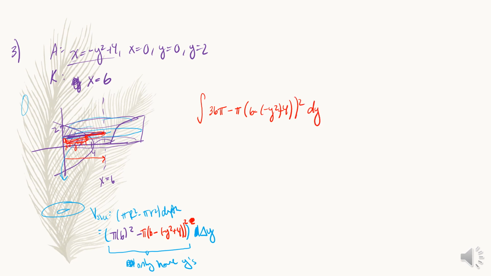As far as my bounds go, I need to figure out going from the bottom up towards the top. Where do you start adding up slices? So I start adding up slices where y is equal to 0, and then I stop adding up slices when y is equal to 2. So there's my integral. I'll let you actually work out that integral on your own, but that's how you would do one where we're slicing horizontally.